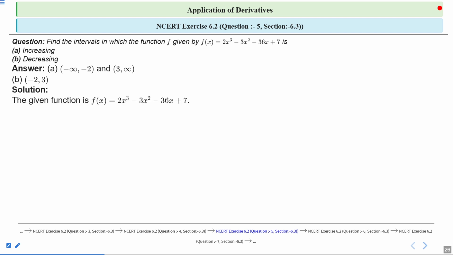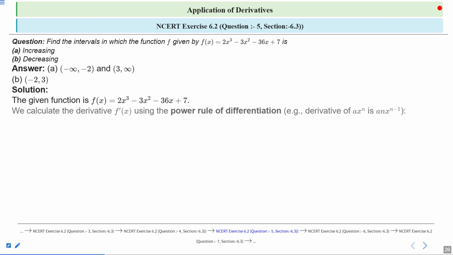The given function is f(x) equal to 2x cube minus 3x square minus 36x plus 7, right? We calculate the derivative f dash x using the power rule of differentiation. For example, the derivative of a x to the power n is a n x to the power n minus 1, right? So by using the derivative, f dash x will be equal to 6x square minus 6x minus 36, okay?